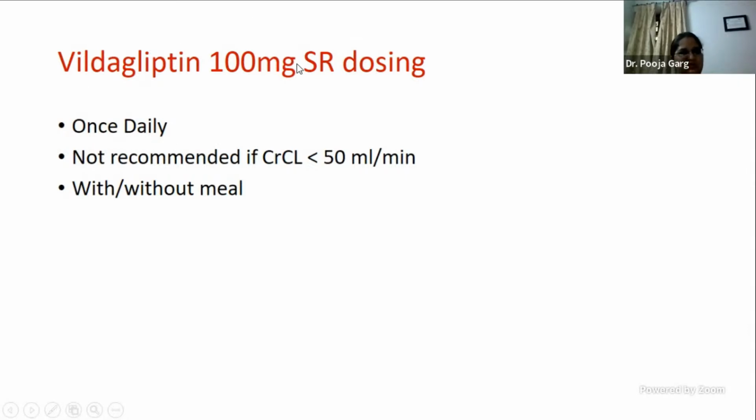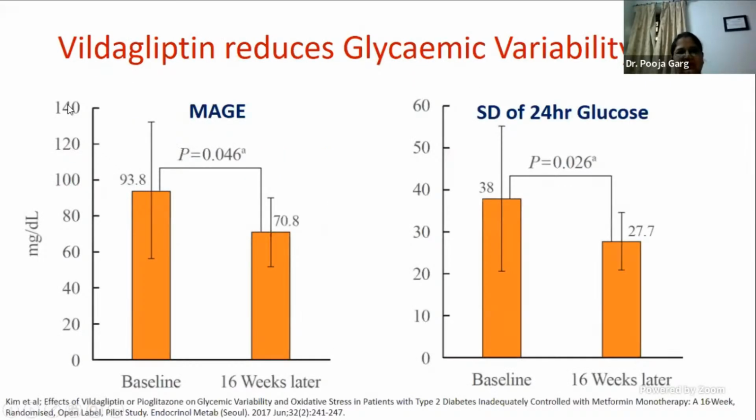The compliance is improved. Not recommended, especially if creatinine clearance is less than 50. With or without meal, it can be taken. So that's not an issue. Only in patients where creatinine clearance is less, we need to modify the dose. So Vildagliptin reduces glycemic variability. So how is Vildagliptin as a molecule advantageous? It reduces mean excursion of glycemic excursions.